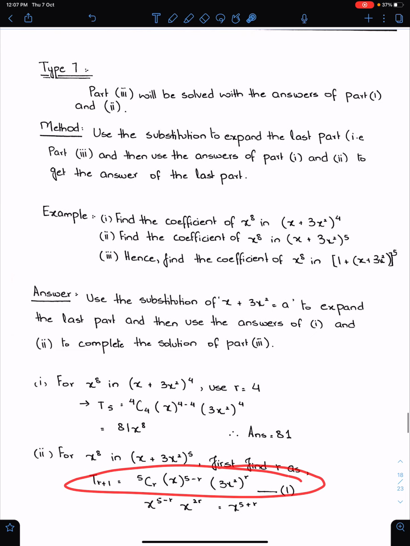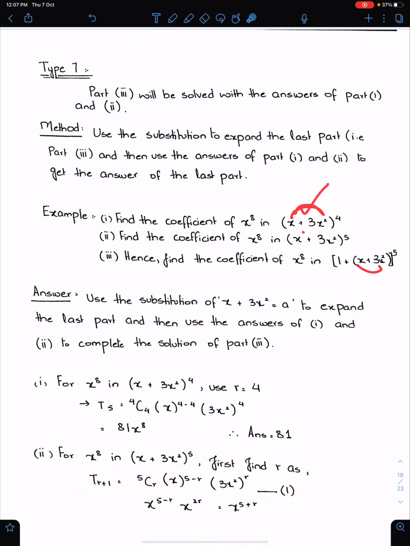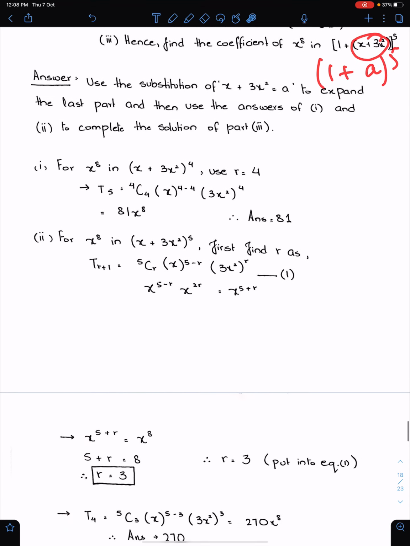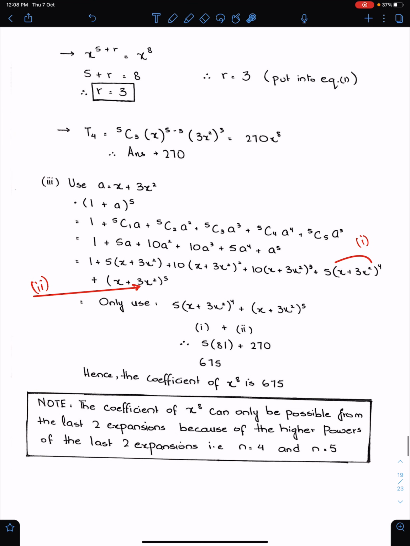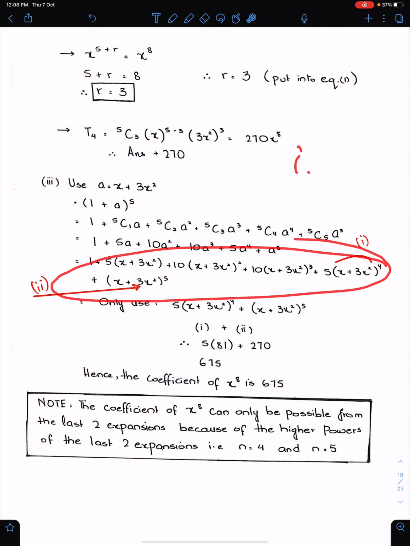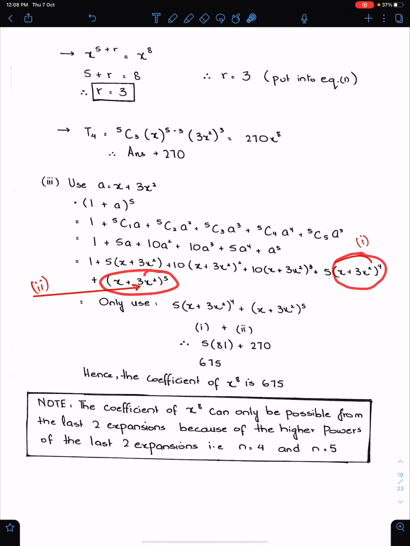Now this part is very important. The second term is exactly the same as the whole expansion of part 1 or part 2. So I used substitution, I used a here and expanded this till the last term. And then I checked this expansion against the first part and second part. This is the expansion of the first part and this is the expansion of the second part. I have the answers of this part and this part. I just used those answers here and here, and I got the answer of this last part.